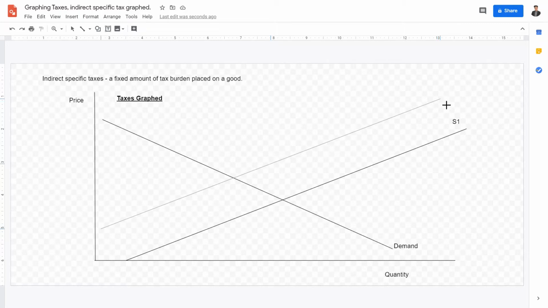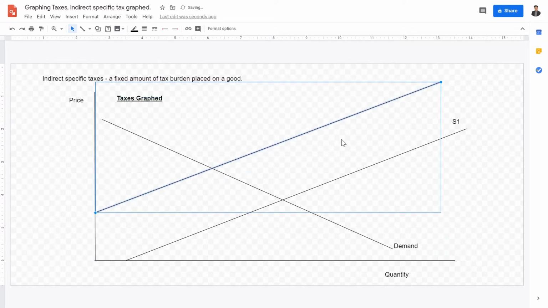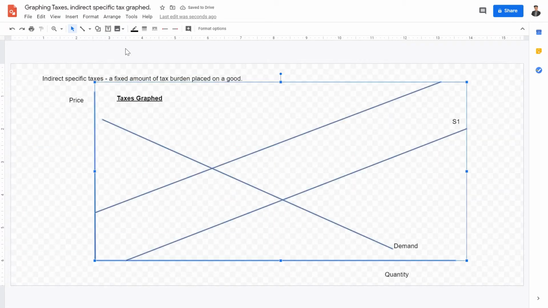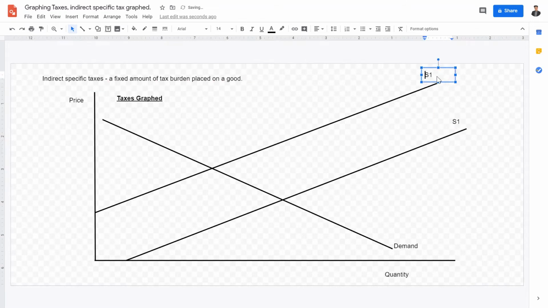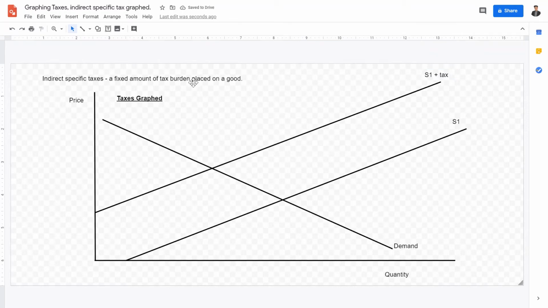So we know that specific taxes will increase the supply curve's price at any given quantity. So therefore, the entire supply curve shifts upwards like this. Okay, let's make all of these lines a little thicker. Around 3. There we go. And we name the second supply curve as S1 plus tax.